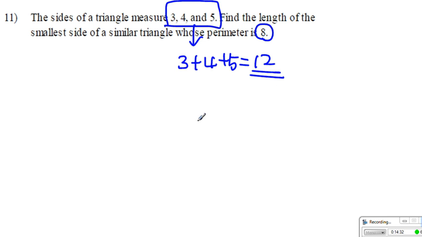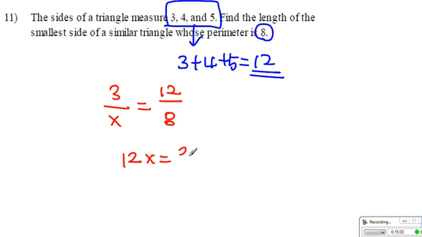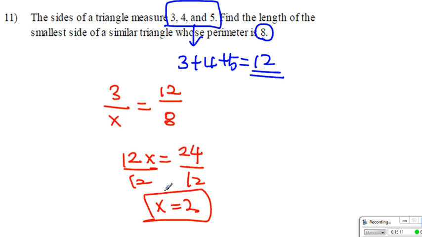So from the previous question, we get to realize the ratio of the perimeters is the same as the ratio of each individual corresponding side. Now here we are looking at finding the smallest side. That means we are looking at something that's corresponding to 3, which we do not know. While the perimeter of that triangle is 12 and the perimeter of the smaller triangle is 8, what we're going to do is cross multiply, which gives 12x equals 24. As we divide by 12, we get that x must be equal to 2. Alright, let us continue.